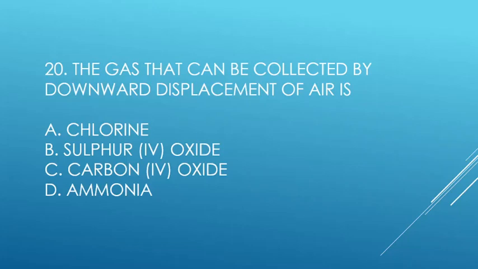Question number 20. The gas that can be collected by downward displacement of air is A. Chlorine, B. Sulfur dioxide, C. Carbon dioxide, and then D. Ammonia.